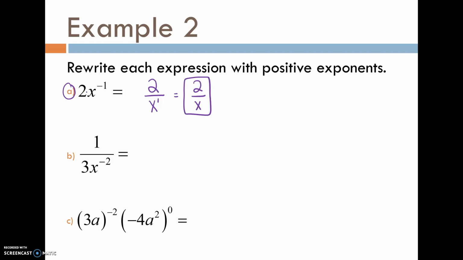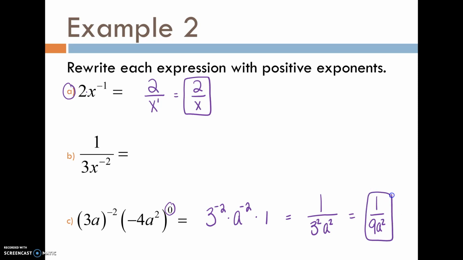At the bottom, let's do C. 3a to the negative 2. That means 3 to the negative 2 times a to the negative 2. And then what about this second set of parentheses? It's just a 1. See how it's raised to the 0? Anything raised to the 0 is 1. The 3 squared needs to go to the bottom. A squared needs to go to the bottom. We don't want to leave a fraction with an empty numerator, so put that 1 on the top. Our final answer is 1 over 9a squared.